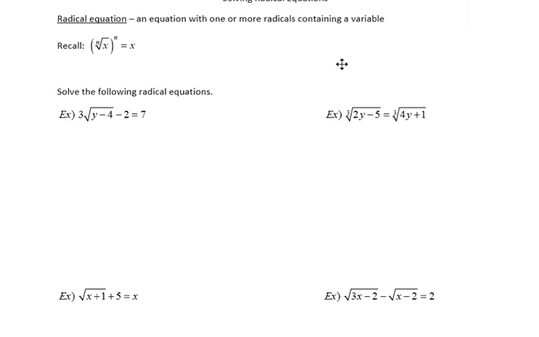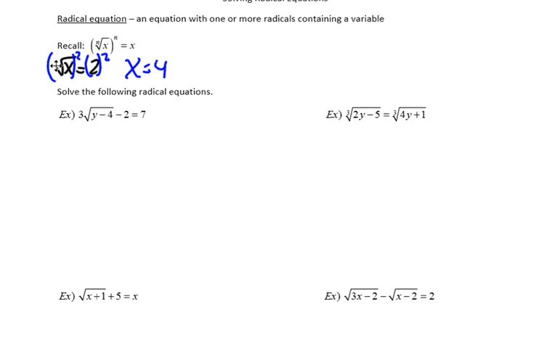Okay, so now we're going to talk about solving radical equations. A radical equation is an equation with one or more radicals containing a variable. If you recall, the nth root of x taken to the nth power is equal to x. For instance, if I have the square root of x is equal to 2, well, I can square both sides. Remember the index is 2 here, and x is equal to 4.